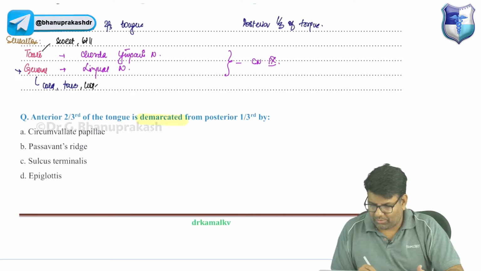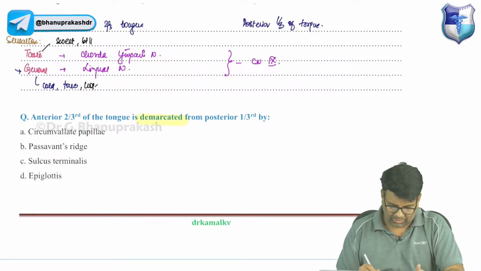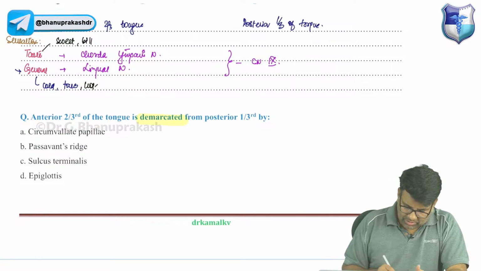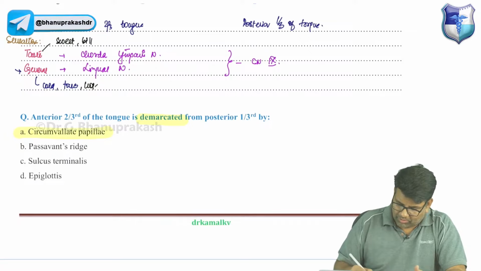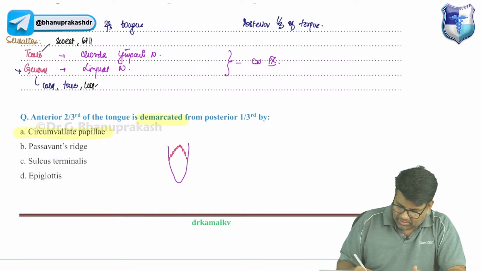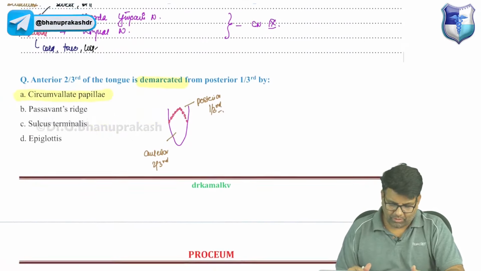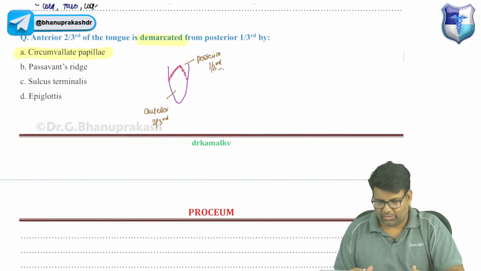So what is the point of demarcation of the anterior two-thirds from the posterior one-third? This is the circumvallate papillae. So suppose this is the tongue, and this is the anterior part, this is the posterior. So this is the demarcation of the anterior two-thirds from the posterior one-third.